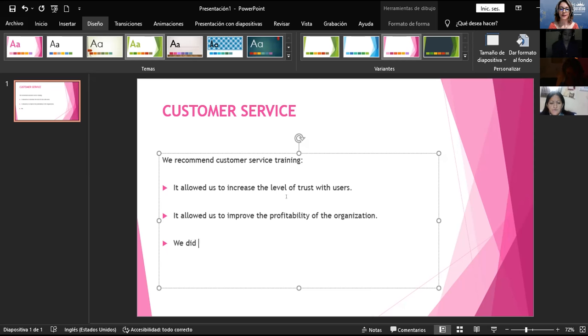We did increase, decía increase la venta, dijo, ¿verdad? Nosotros recomendamos, habían dicho recomendamos. We recommend. We recommended. El entrenamiento, quizá, ¿verdad?